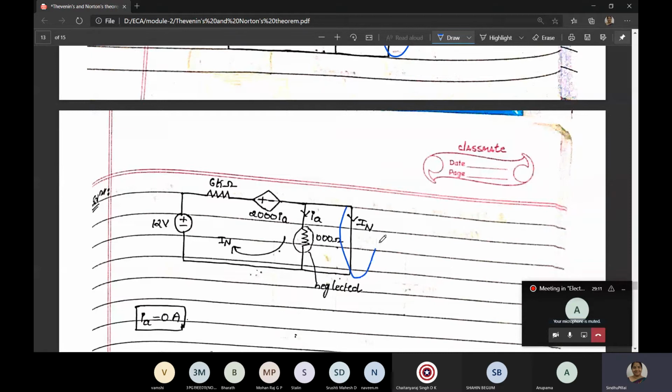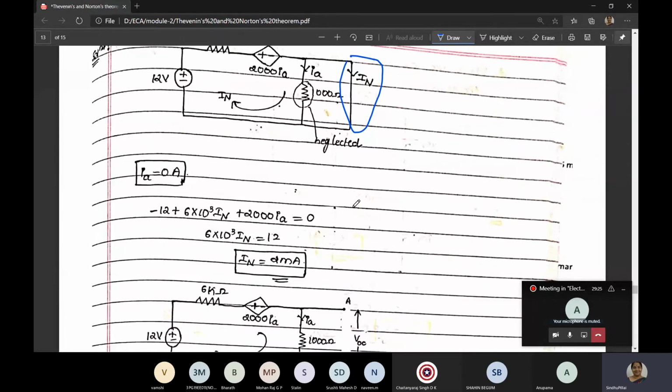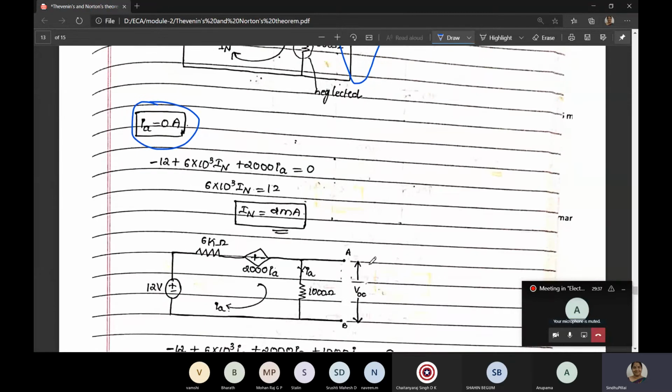See, getting it? The load terminal is shorted and you have to find out the current now. So which resistor will be neglected? This resistor in series with IA. For the 1000 ohm they had given, that resistor will be neglected. As usual, write the current. So when it is neglected, what will be IA? IA will be 0. When this IA is 0, this voltage source also will go. So we'll get short circuit current as 2 milliamps.